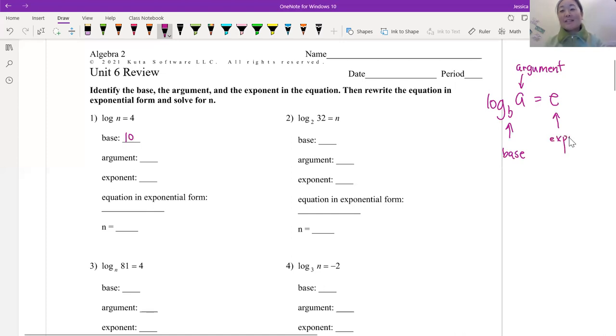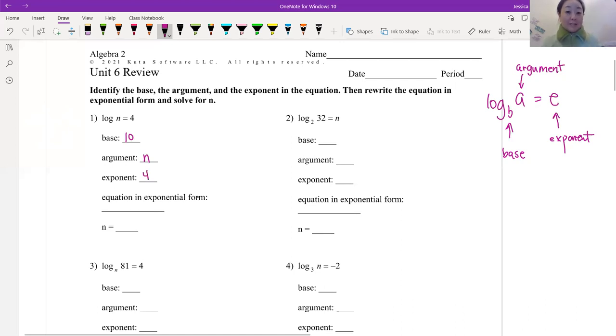An exponent. Okay, that's what that's going to be referred to as. Okay, you ready? And so argument here is n. So do you see? I'm just listing it out. Exponent is 4. So equation in exponential form.